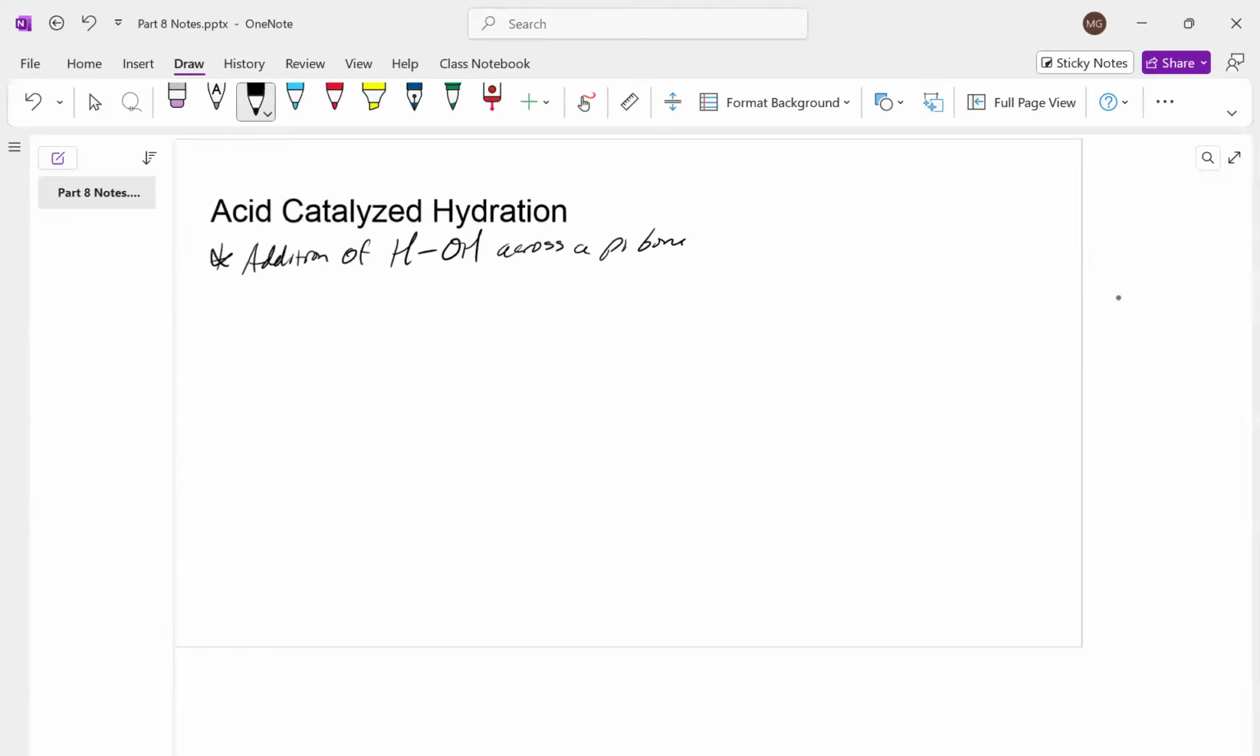across a pi bond. Now I drew water like that because hydrogen will go to one carbon of the double bond and OH will go to the other. So those are our two groups that we're adding. Now here's the catch, and please don't miss this. This reaction has to be acid catalyzed. If I try to take an alkene and add water to it, nothing happens. This hydrogen here is not electrophilic enough.